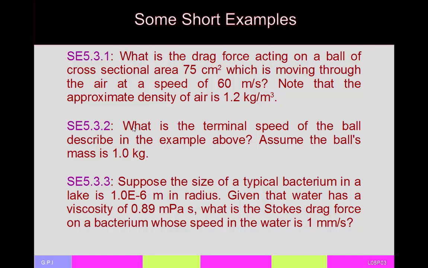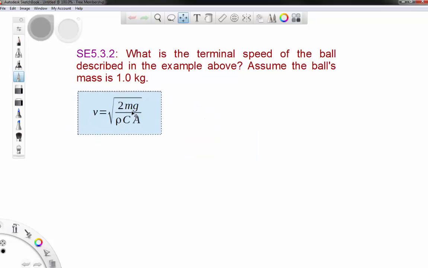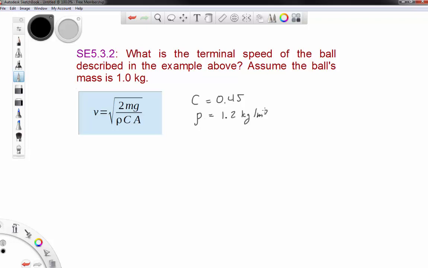Our next question was, what's the terminal speed of the ball described in the example above? So let's assume that the ball's mass is a kilogram. All right, so we have that the terminal speed is generally given by the equation v is square root of 2mg over rho c times A. So again, we looked up the value of c from that table in our notes. C was 0.45. The density, again, from the previous problem was 1.2 kilograms per cubic meter. That's the density of air.